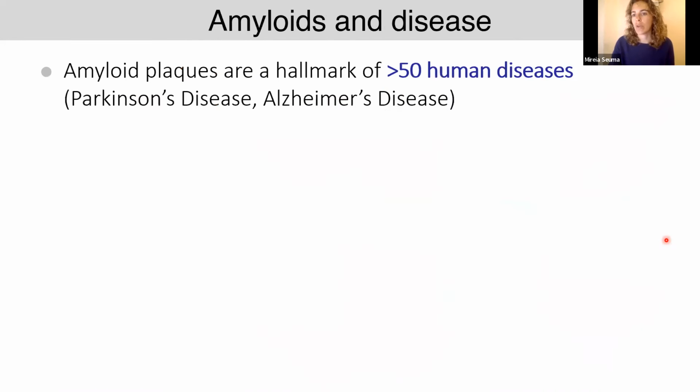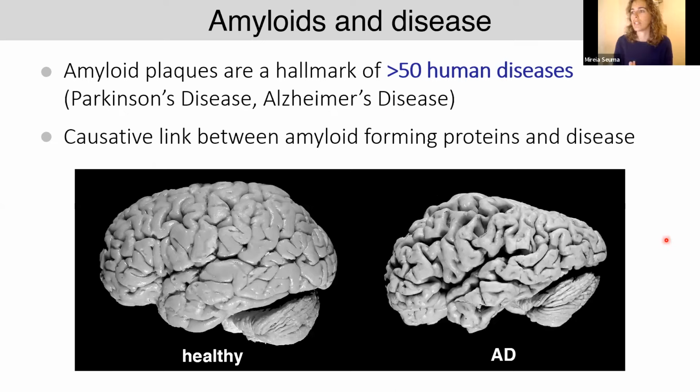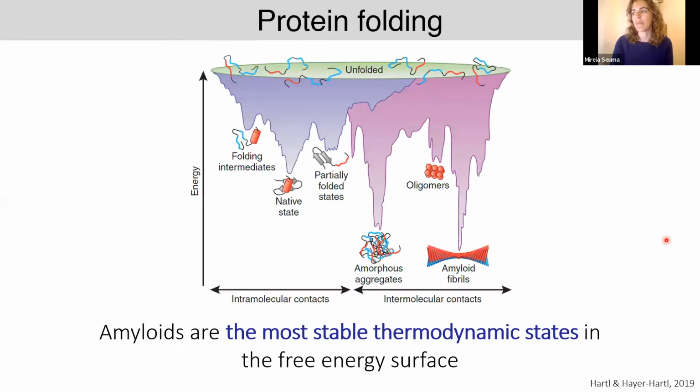You might also be familiar with amyloids because when these things deposit, they are associated with many human diseases, especially neurodegenerative conditions such as Parkinson's or Alzheimer's. We have evidence that there's a causative link between these proteins that form amyloids and the disease, because we know from genetics that one single mutation is enough to make your brain shrink, like this example here. And once these things form, they are really like rocks. It's very difficult to disaggregate them. In fact, amyloids are thermodynamically the most stable states in the free energy surface.